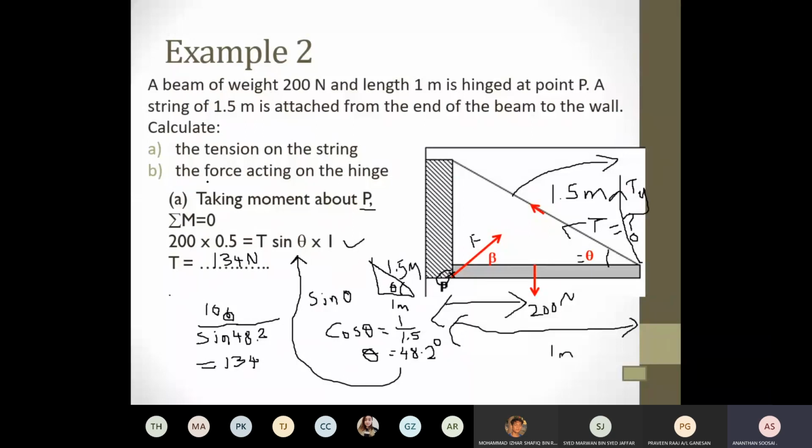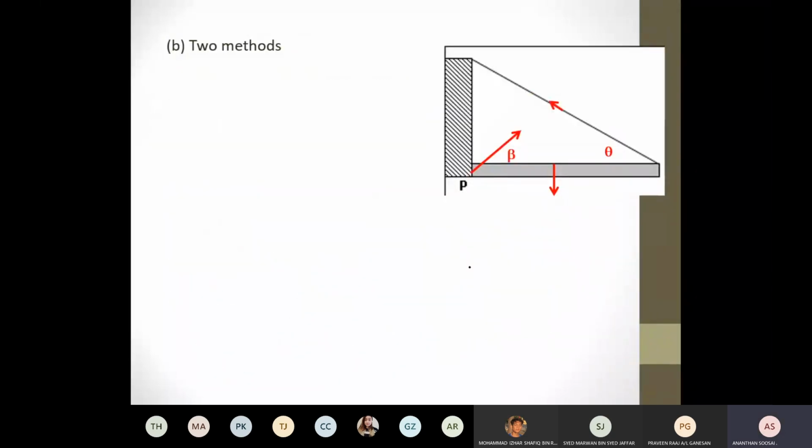Okay, so now next question. The force acting on the hinge. So they're asking for F. How much is F now? It also acts at a certain angle from the horizontal, beta. I don't know how to find beta, but because it's in equilibrium, there are two methods. Because it's in equilibrium, the net force horizontally and the net force vertically must be 0.